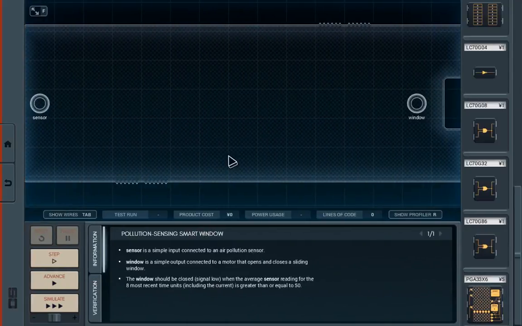Wow, we have a small footprint to work with this time. Yes, we do. Sensor is a simple input connected to an air pollution sensor. Window is a simple output connected to a motor that opens and closes a sliding window. The window should be closed, signal low, when the average sensor reading for the 8 most recent time units is greater than or equal to 50.